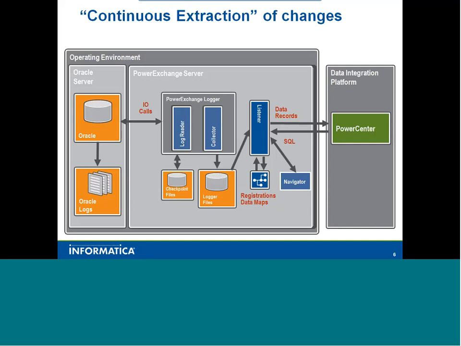So as the Power Exchange logger is running, it's writing changes to the logger files and also maintains its own checkpoint files. This gives you the ability to shut the logger down for maintenance, or if it does fail for any particular reason, it can be restarted, and you'll have the guarantee that it will actually use its checkpoint files to resume pulling changes from the archive logs from where it stopped.